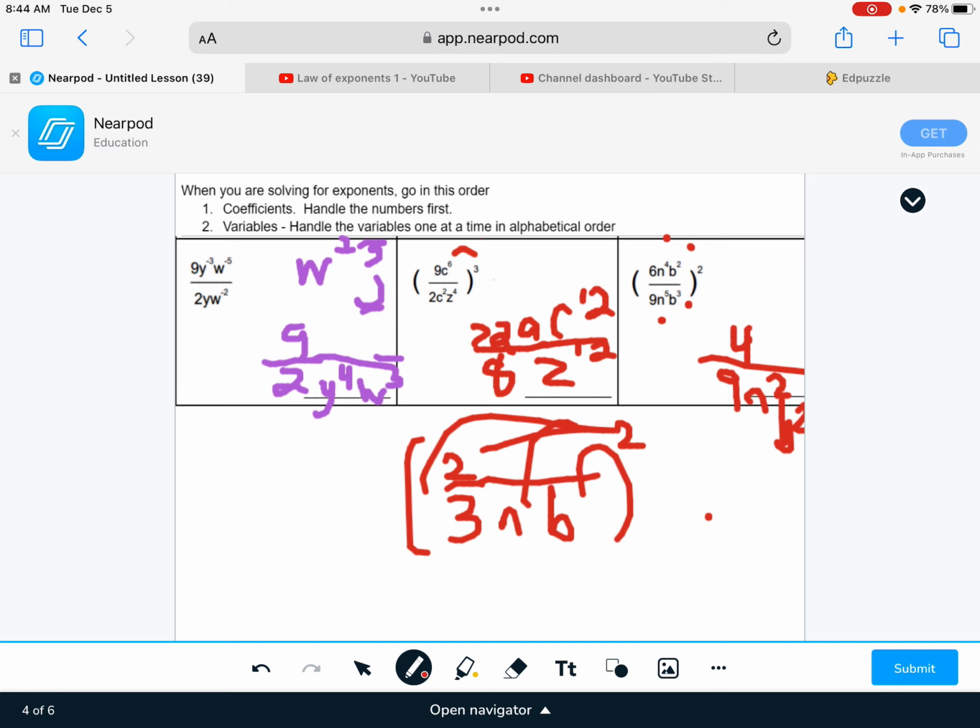I kind of like the idea of reducing it first and trying to simplify it before you apply the exponent to it. If you do apply the exponent through the parentheses before you reduce it, not a big deal. It'll just make a little bit of extra work for when you're done, but it is absolutely still doable.